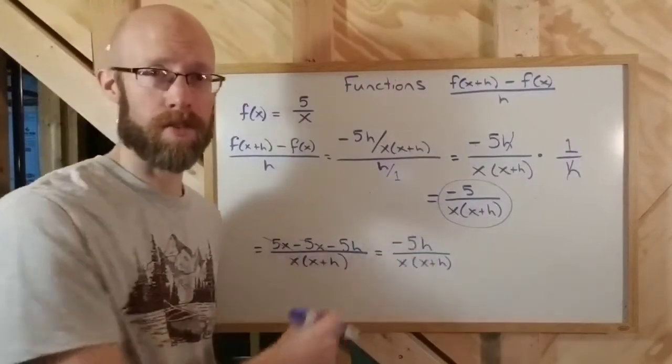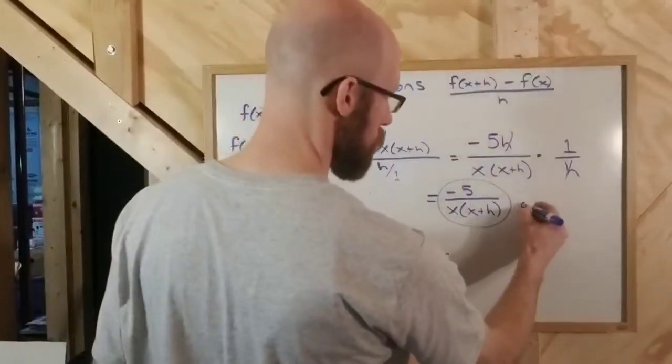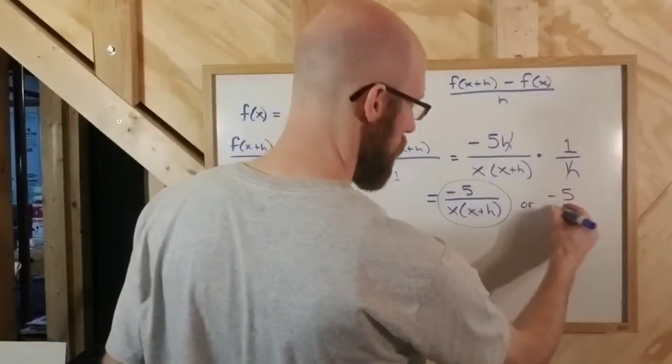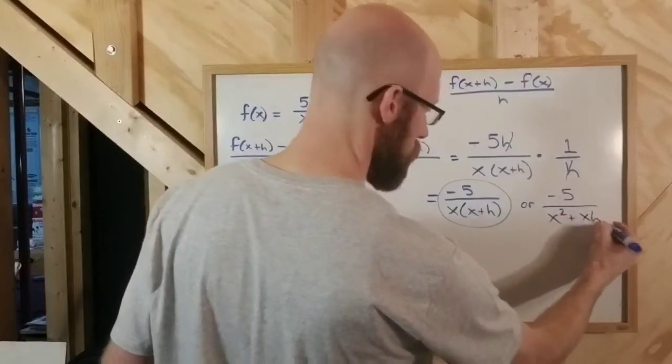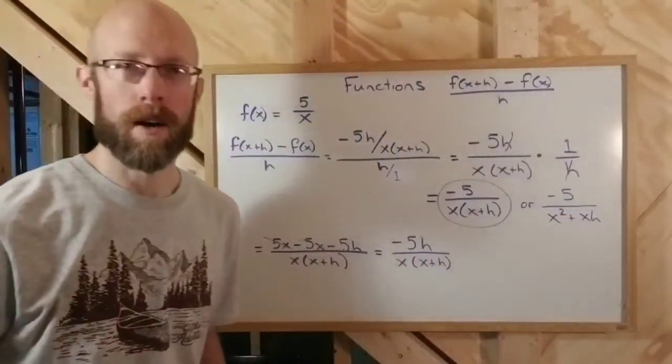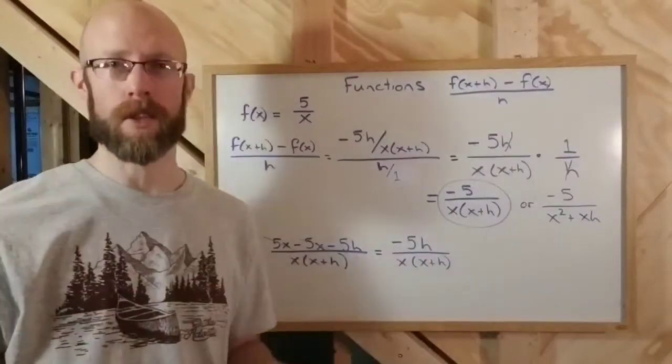I prefer the factored form. But you could, if you wanted to, write it as negative 5 over x squared plus xh. That would be okay. But again, I prefer the factored form. It's just less for you to have to do.